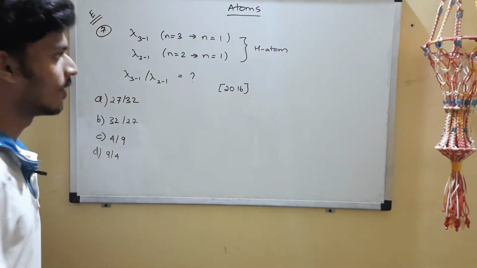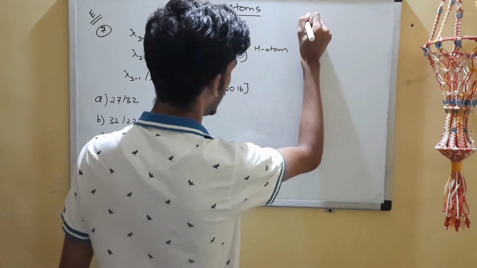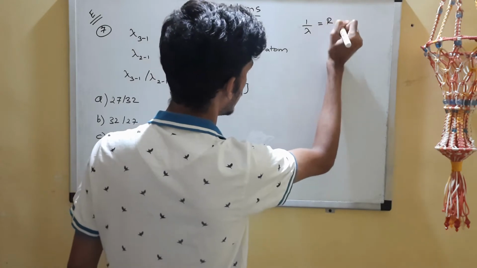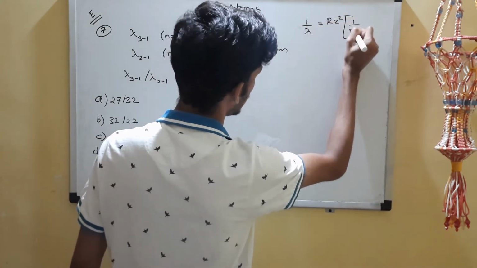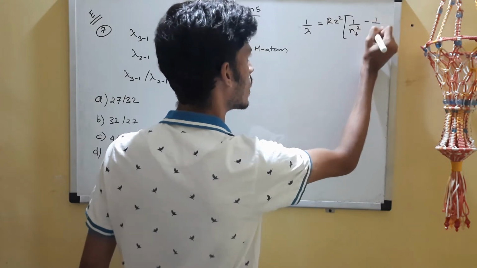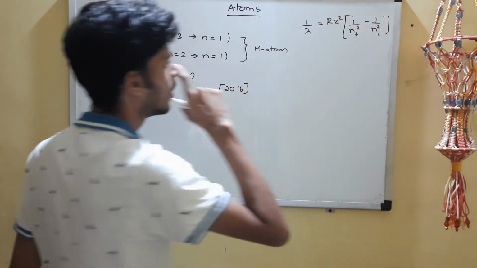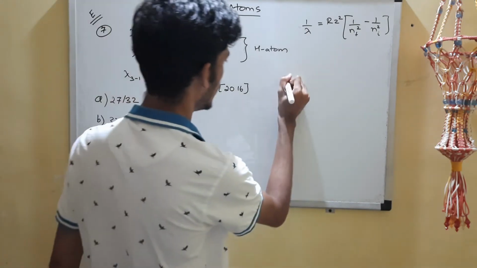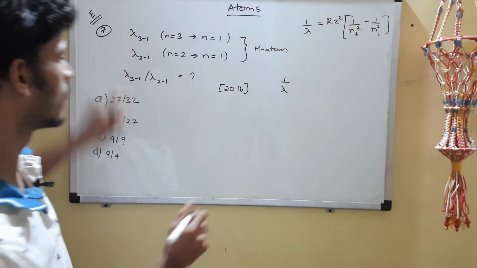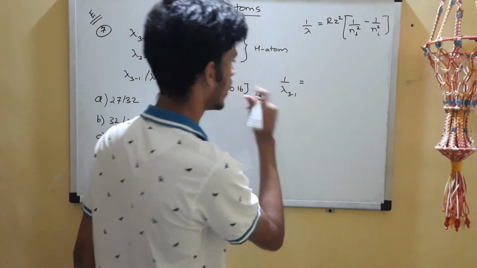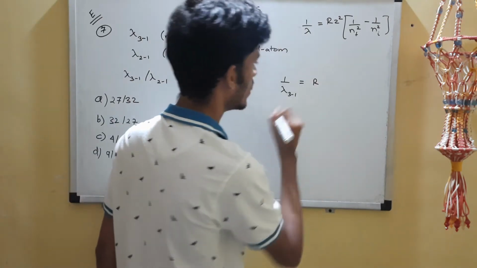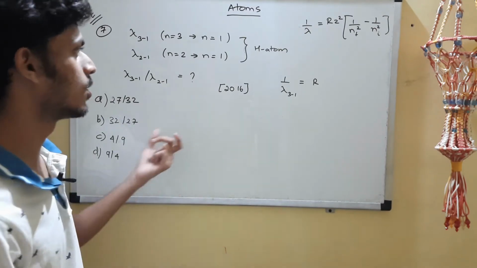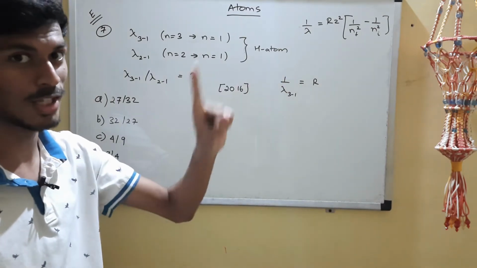So the simple formula that we are going to use over here is 1 by lambda equals R Z square times 1 upon the final orbit square, minus 1 upon the initial orbit square, okay. So that is the formula that we are going to use. I hope you know it. So 1 by lambda, let's write it for the first one, lambda 3 to 1, okay. So the transition is from 3 to 1. So R Z square, I'm not putting the value of R, we want the ratio, right? So that will cancel out. So Z square, basically H atom, 1 square, that is 1, okay.